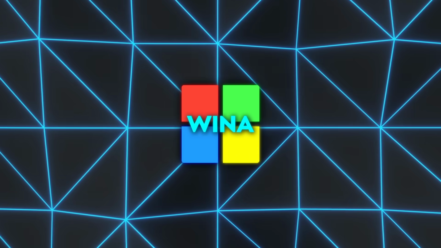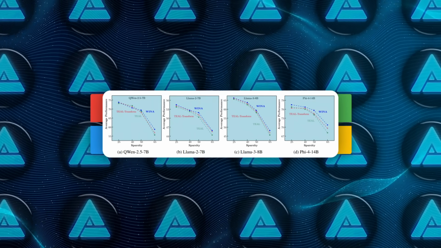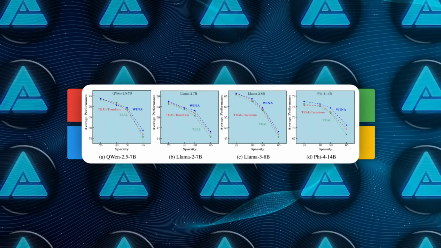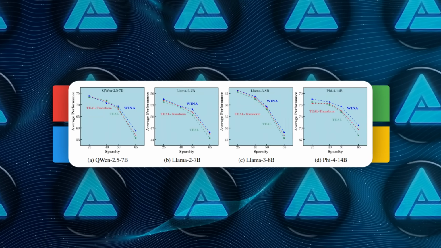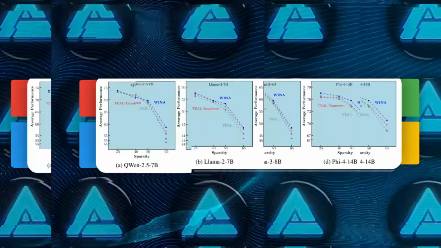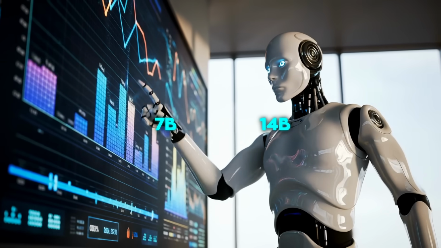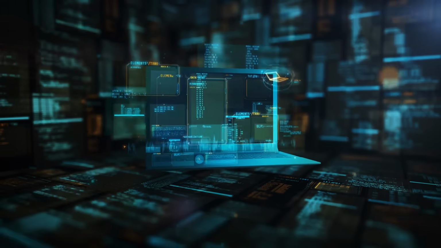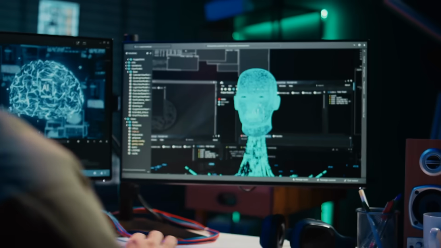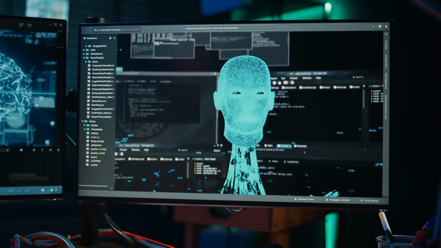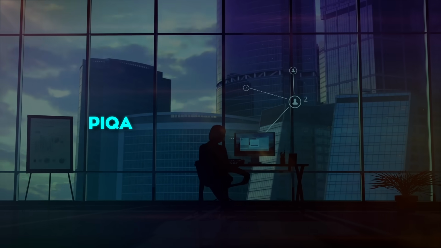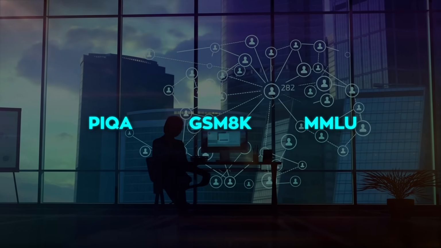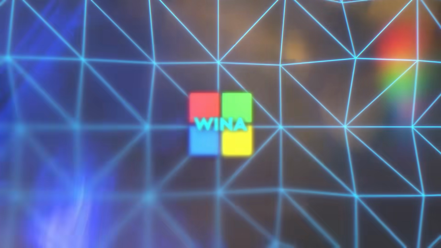Okay, how much does it help? They tested WINA on four well-known checkpoints, Qwen 2.5 7B, Llama 2 7B, Llama 3 8B, and Phi 4 14B. 7B, or 14B, is the parameter count, how many little dials the model has. For grading, they used six public benchmark quizzes, so nobody could accuse them of cherry-picking. Names you might have heard, PIQA for physical reasoning, GSM-8K for grade school math, MMLU for mixed subjects, and so on.